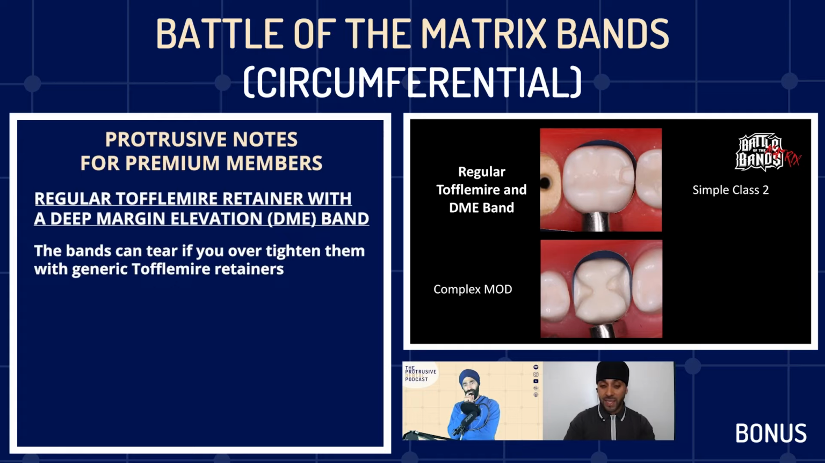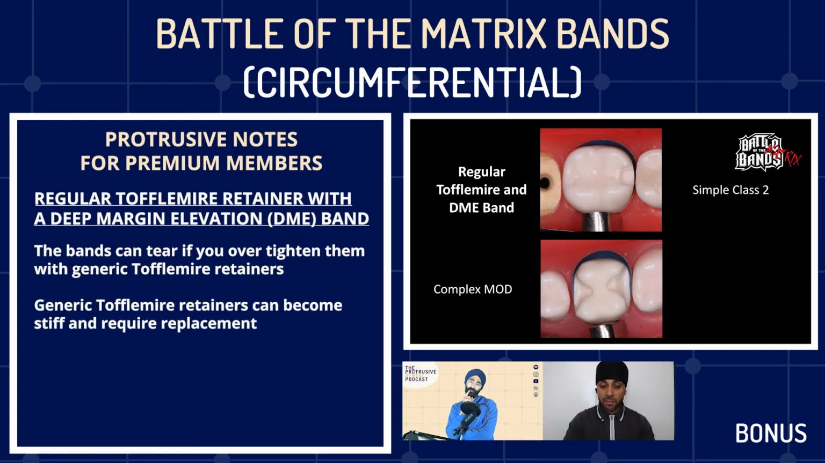If you overtighten, you can actually tear the band. So that's a bit of a stumbling block sometimes. And then you have to take it all off and then restart. I never enjoyed any interruptions to my workflow. So I'm all about efficiency wherever I can. And I also found with Tofflemire retainers, like the low price ones, that over time they got stiff. I don't know if it's because of the autoclave or what, but they became unusable and I had to keep replacing them semi-regularly. So that was a bit of a con for me in this setup.